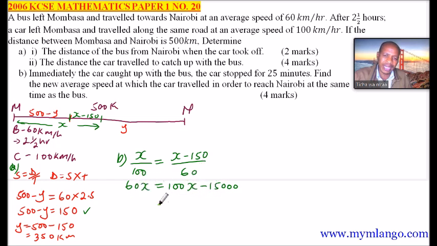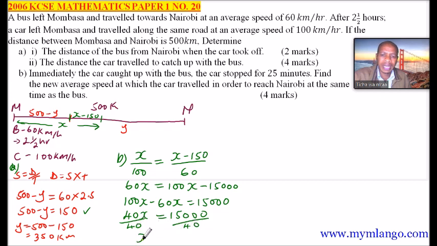and 60x to the right hand side. So you have 100x minus 60x is equal to 15,000. So here we will get 40x is equal to 15,000. Divide both sides by 40.